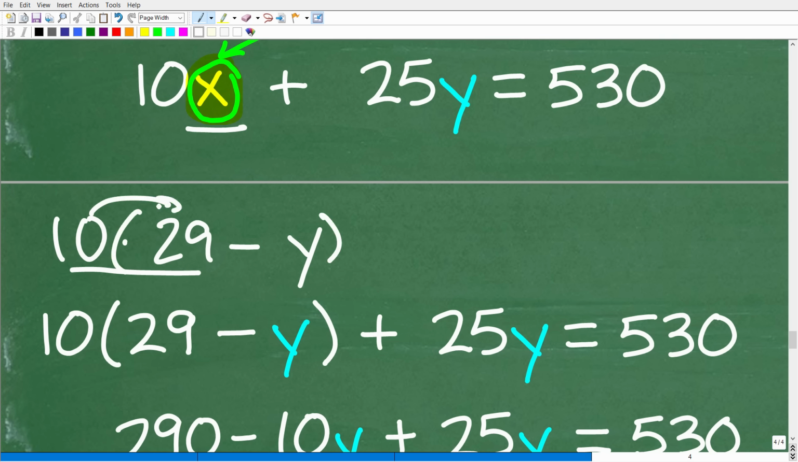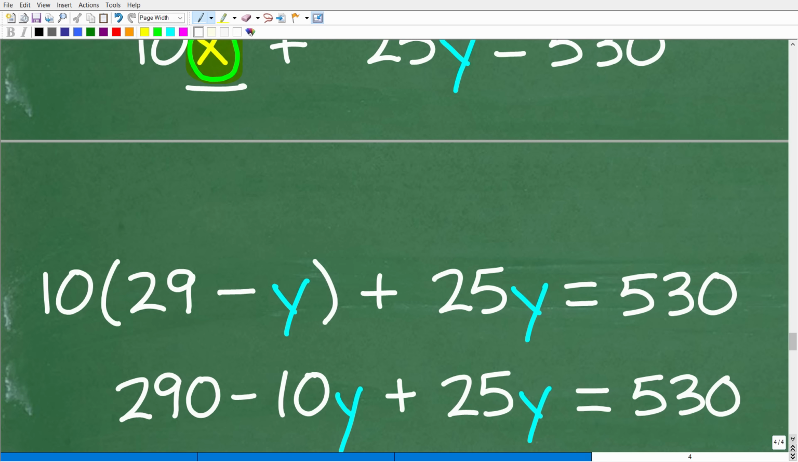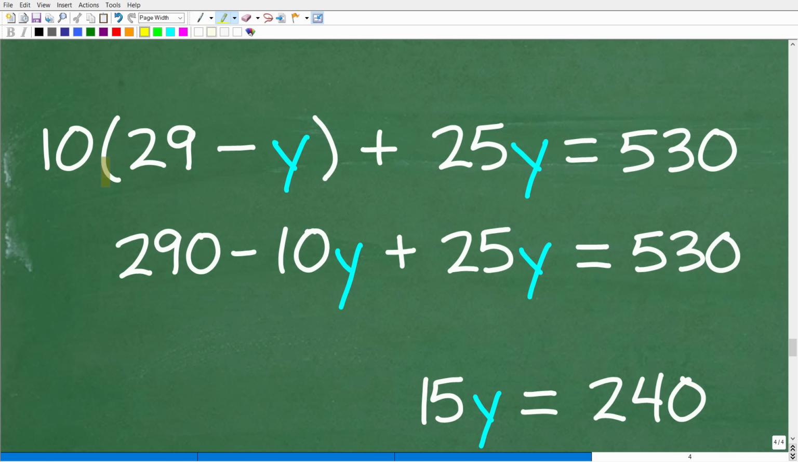We need to take this 10 and distribute it to both the 29 and the y. And when you put parentheses around that difference, that's really going to help you avoid making that mistake. All right, so let's go ahead and get into the algebra right now. So we have 10. This was x, but remember x is equal to 29 minus y. So we're going to take this 10 and multiply both 29 and y by it. Again, this is the distributive property. Okay, so 10 times 29 is, of course, 290. 10 times minus y is minus 10y plus 25y is equal to 530.